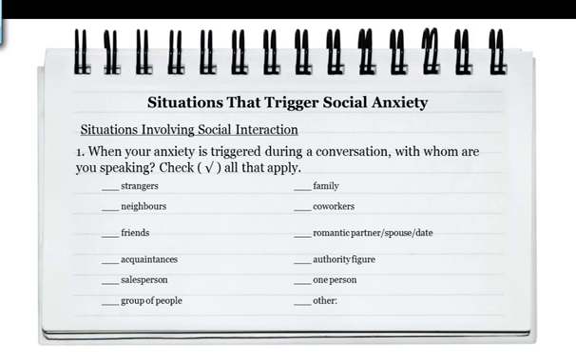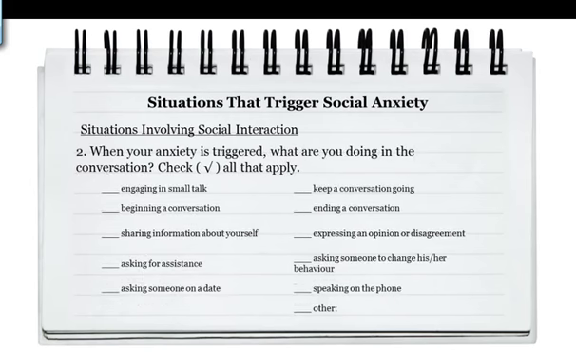So here's the first question. When your anxiety is triggered during a conversation, with whom are you speaking? And you want to place a check mark beside all the ones that apply to you. Strangers, neighbors, friends, acquaintances, salespeople, one person versus groups of people. Maybe it's an authority figure like your boss or a teacher, romantic partner, spouse or date, coworkers, family members. Place a check mark beside any answer that applies to you.